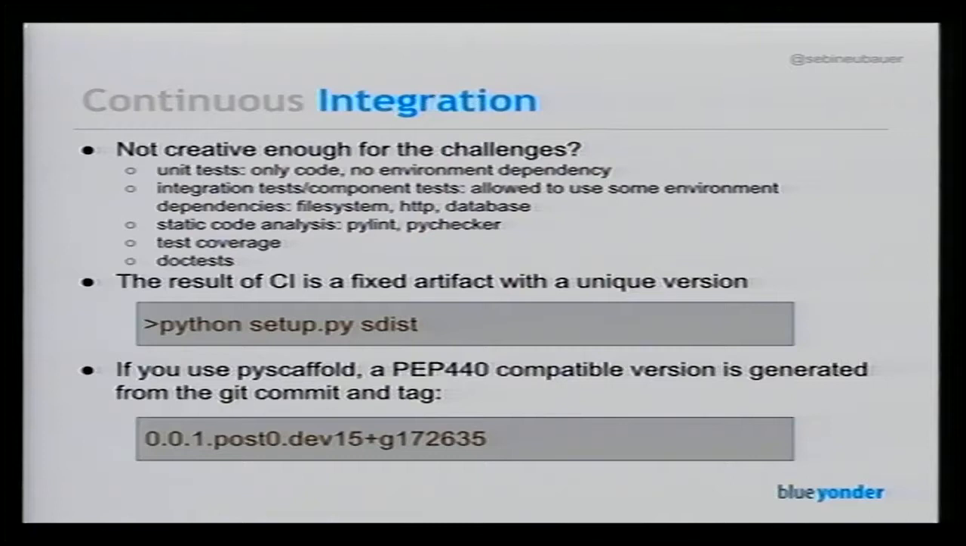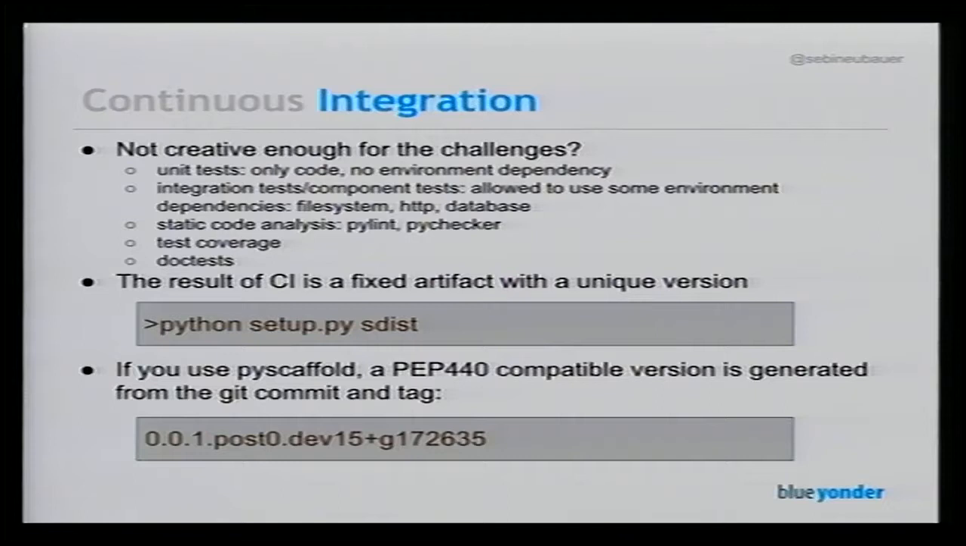What we get out after continuous integration is really a fixed artifact, which means we have now a version, and we know this version is tested with our continuous integration. And for example, in this PyScaffold, PEP 440 is the PEP for versioning.